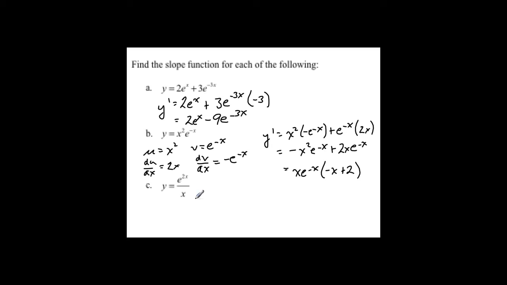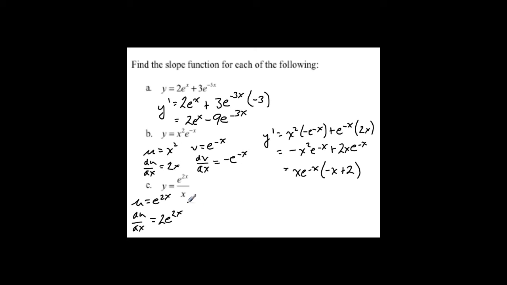And in the third one, we have the quotient of two functions, which means we need to use the quotient rule. So we'll do exactly the same thing. So we let u be the top function, e to the 2x, and then take the derivative du dx. This is going to give us 2e to the 2x. Right? E to the 2x times the derivative of the function in the exponent.